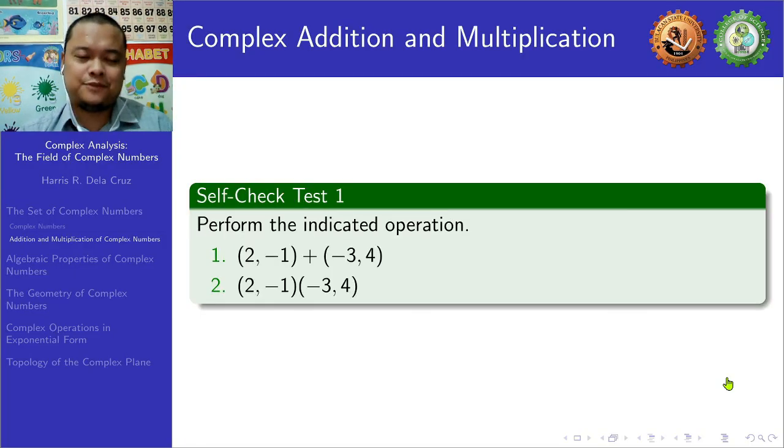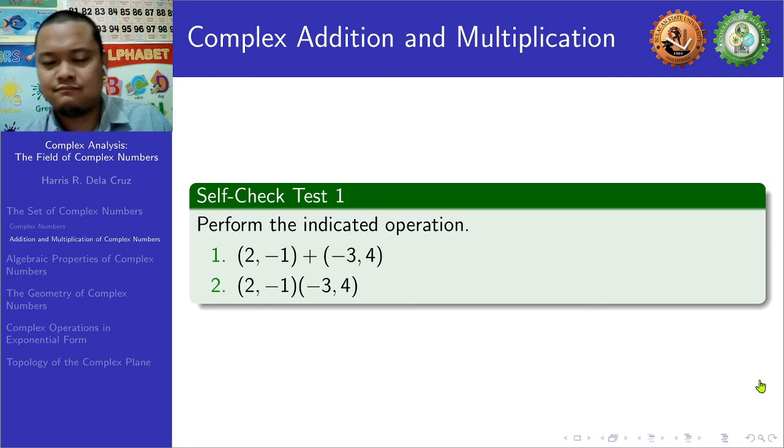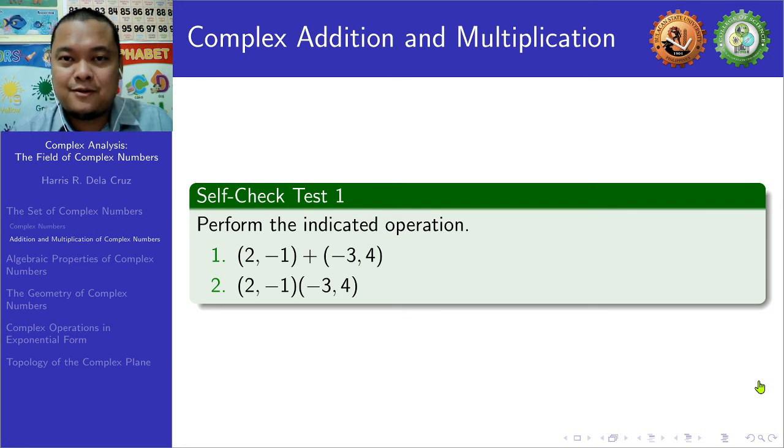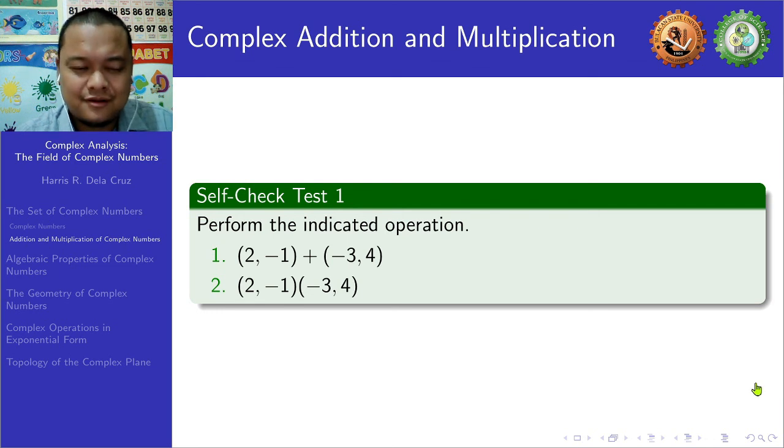Now it's your turn. So get your pen, get your paper, and find the sum of (2, -1) and (-3, 4). After that, find the product (2, -1) times (-3, 4). Go ahead and pause this video and do it on your own. Okay, so did you try it on your own? To check if your answer is correct, (2, -1) plus (-3, 4) is (-1, 3), while (2, -1) times (-3, 4) is (-2, 11).